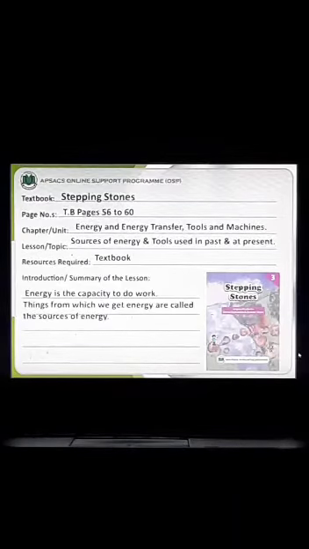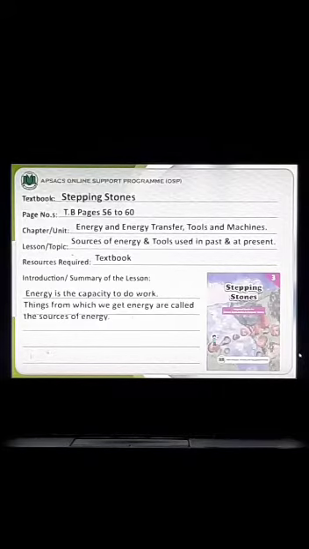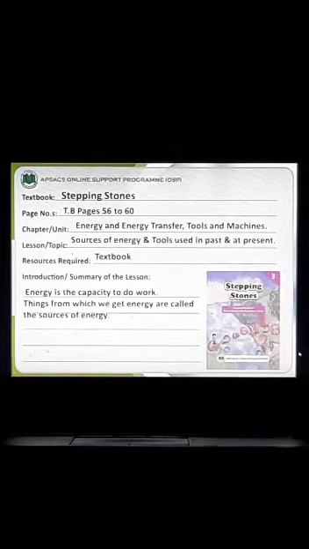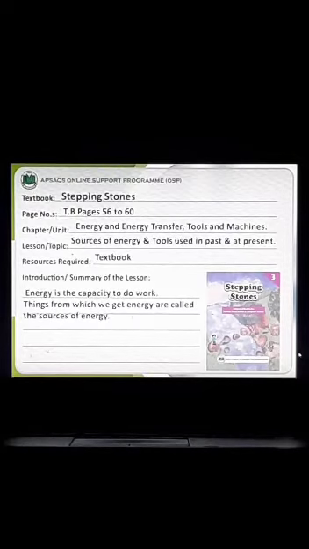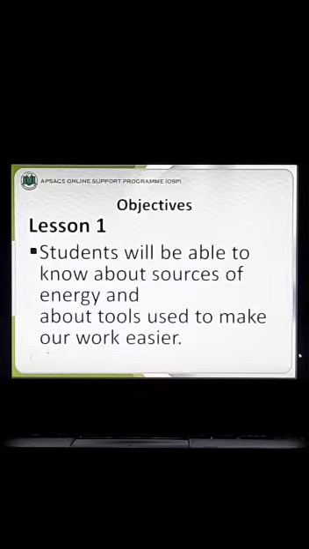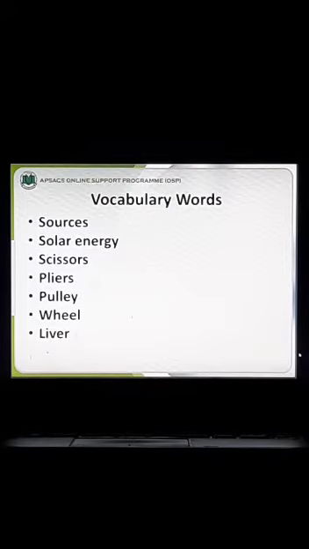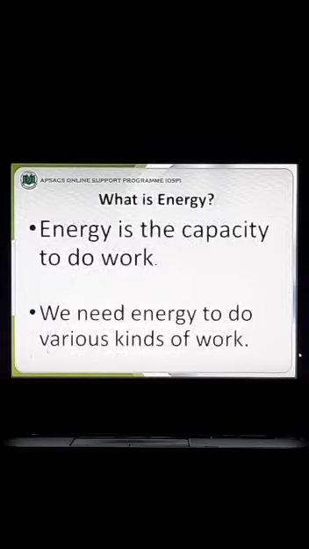Resources required are textbook. And summary of the lesson is energy is the capacity to do work. Things from which we get energy are called the sources of energy. Let's see what are objectives of the lesson. Objectives are students will be able to know about sources of energy, and they will also be able to know about tools used to make our work easier. These are some new vocabulary words: sources, solar energy, scissors, pliers, pulley, wheel, lever. You will learn the spellings of these vocabulary words.